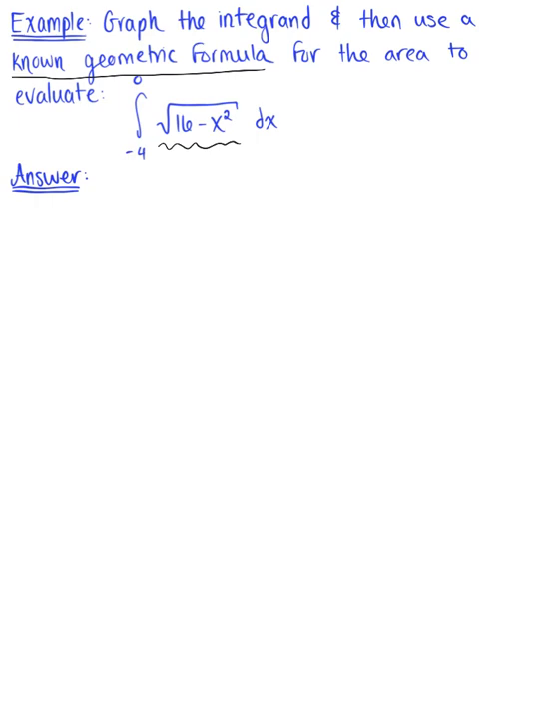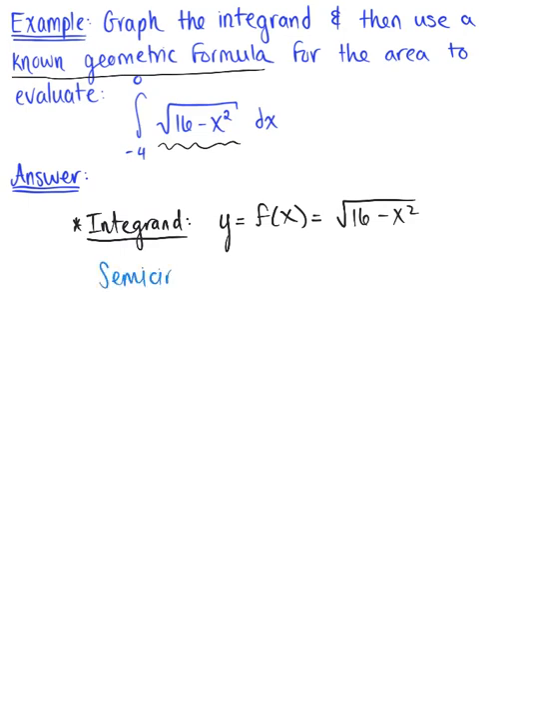What are we given here? So we have, looking again at this definite integral, the integrand, or that function, is defined as y, or f of x, is equal to the square root of 16 minus x squared. And so we recognize that this is a semicircle. A semicircle specifically centered at the origin with a radius of 4.